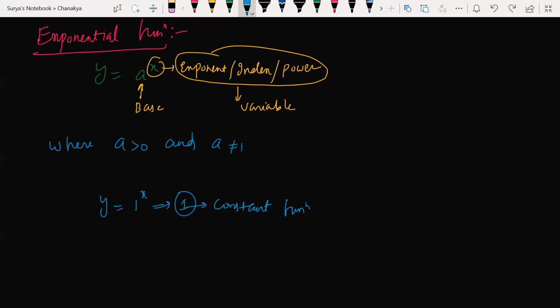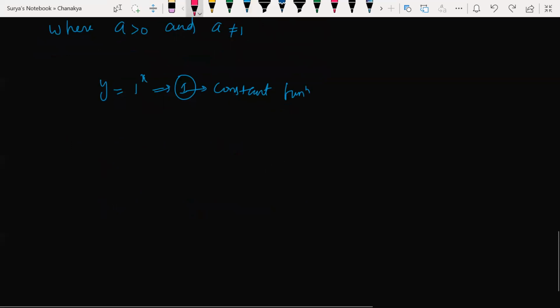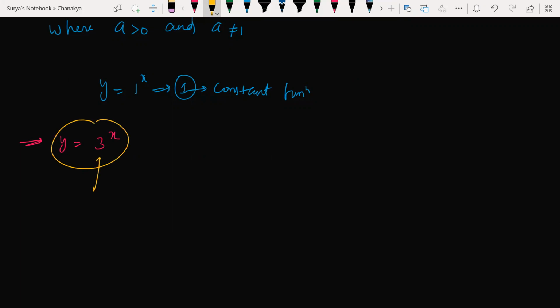All right. So now there's a basic understanding. What is the domain of this function? What is the range of this function? Look at it. First, suppose I give you a simple question: y is equal to anything you take, 3 to the power of x. Whatever function you wish to take, you just take that. This is an exponential function now. Base is 3, power is x, which is a variable.